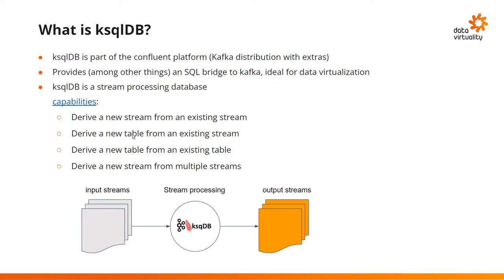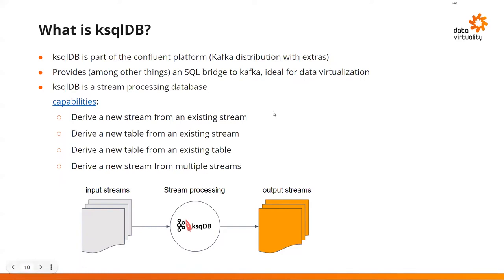We can derive a new table from an existing stream, and we will talk about the difference between stream and table in a second as well. And we can derive a new table from an existing table, right? So now we get all the permutations basically, and we can derive a new stream from multiple streams, but we can probably not derive a stream from a table. That's not possible. In the end, input streams are coming in from a stream producer, and then KSQLDB is doing this processing on the streams. That's exactly the four different processes we saw here for stream processing. And then there are output streams, and of course tables can be mentioned here.